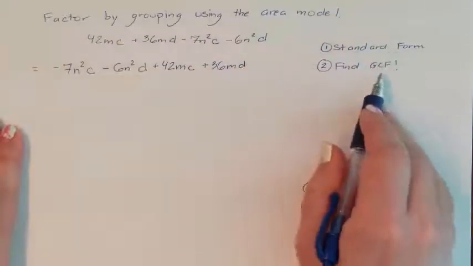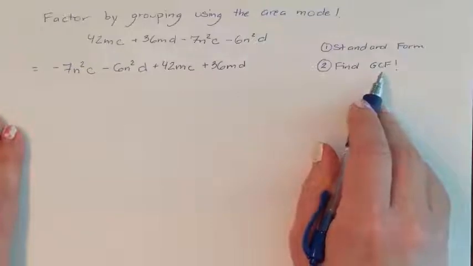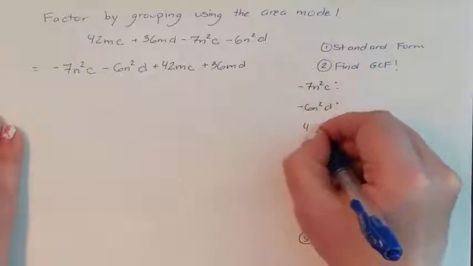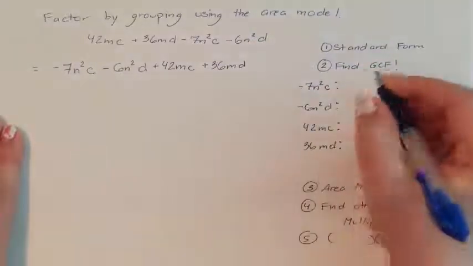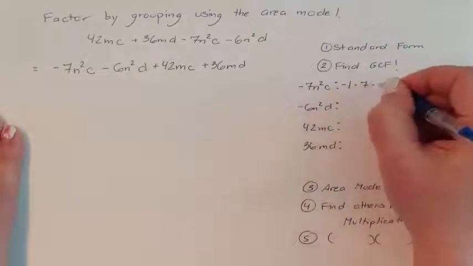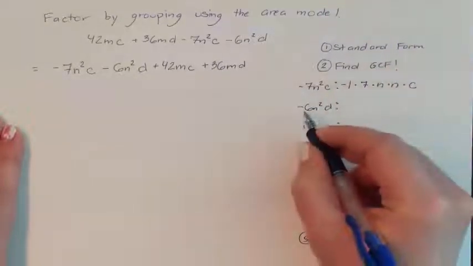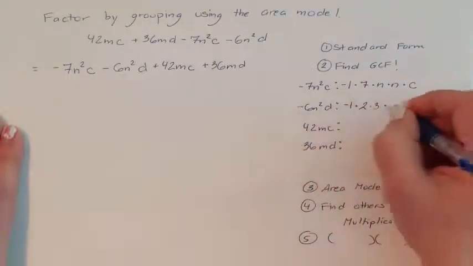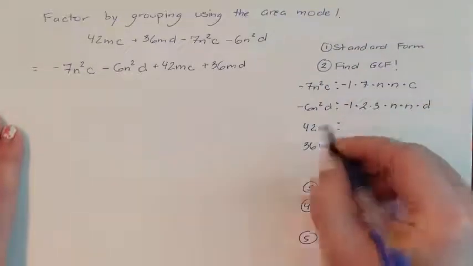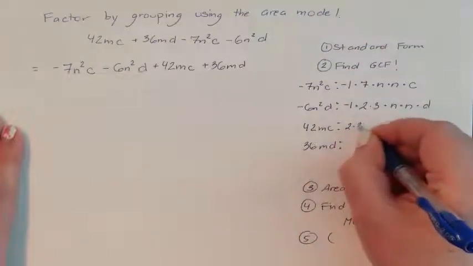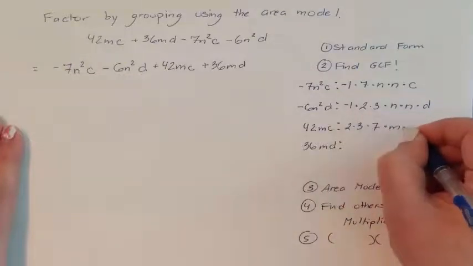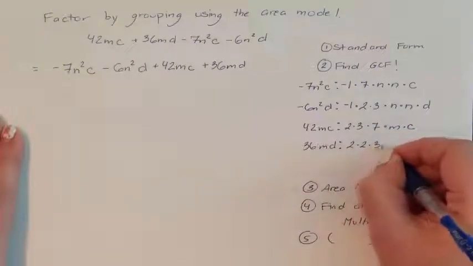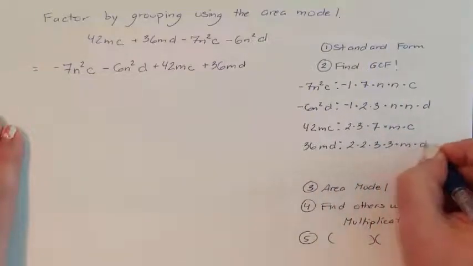Now that it's in standard form, we need to find if there's a GCF in common at all. So 4 parts meant 4 lists. The only way to get a negative is if you have a negative 1. 7 is prime, n squared and c. 6 is 2 times 3. It's n squared and a d. 42 is 6 times 7. You have an m and a c. 36 is 6 times 6. So here's my 6 times my 6. You have your m and your d.